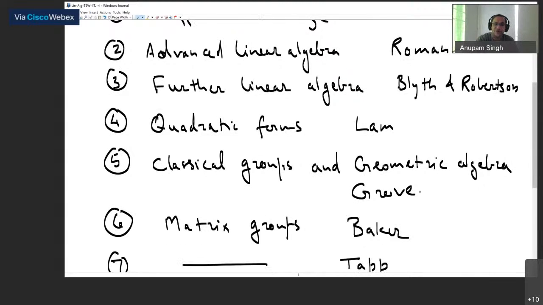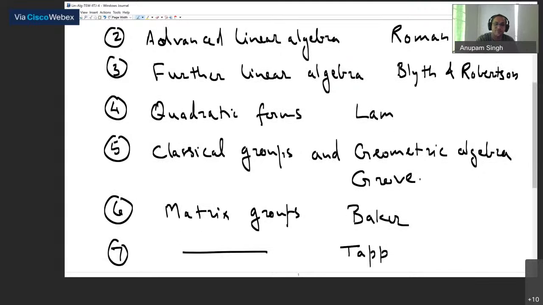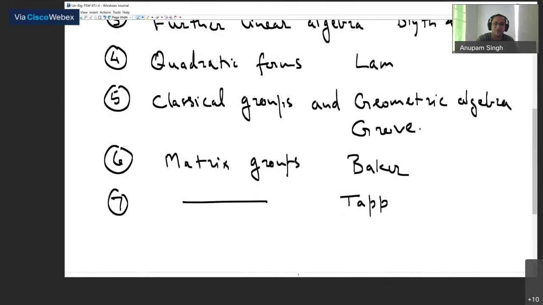If you are more interested in matrix groups, going in the direction of Lie groups or something like that, you can look at these 2 books, which are quite interesting. They have a similar kind of title, matrix groups, by Baker and another book by Tapp. So yeah, you can look at some of these books.